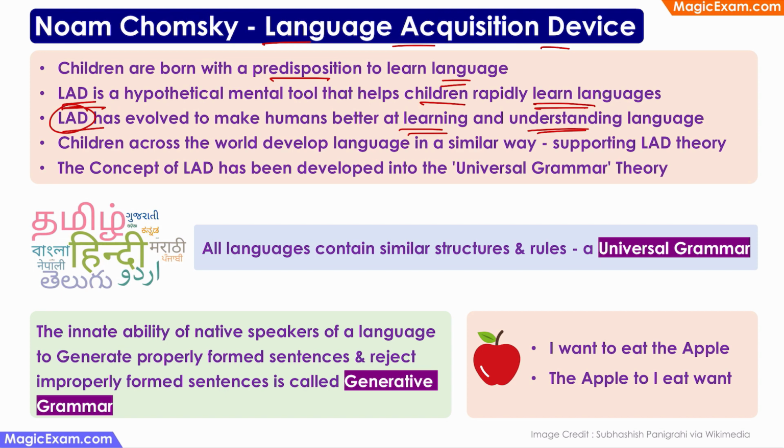And children across the world develop language in a similar way. That is, if you look at children across India, where so many different languages are used, or if you look at children in Europe, where again many different languages are used, irrespective of the language, children seem to develop language in a similar way, which seems to say that this language acquisition device is a part of the human brain. So irrespective of which language is being used or where the children are across the world, they seem to learn and develop languages in a similar way.